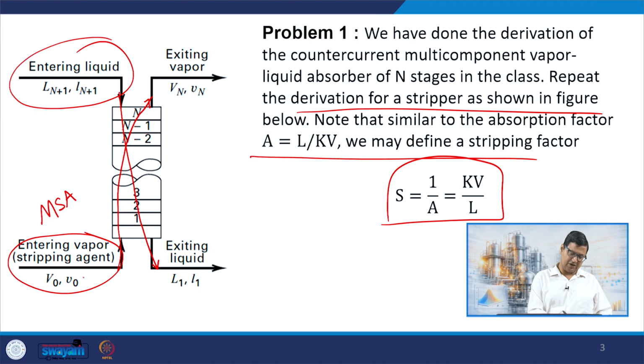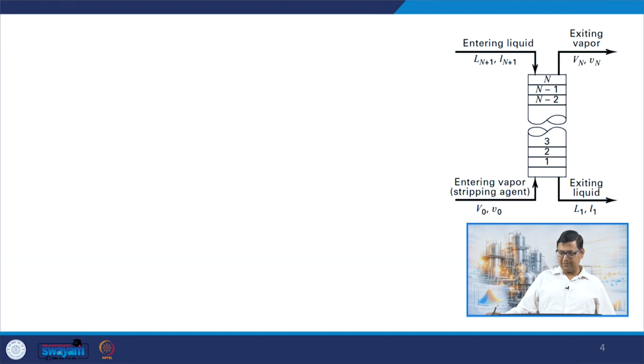Again, we are going to assume that the vapor in the beginning is pure. In the earlier case, the liquid was pure because the liquid was the absorbent, the MSA. Now the vapor is the MSA, so in the beginning it is pure. The vapor gets richer in that component as it goes up. So let us try to do a balance for this.